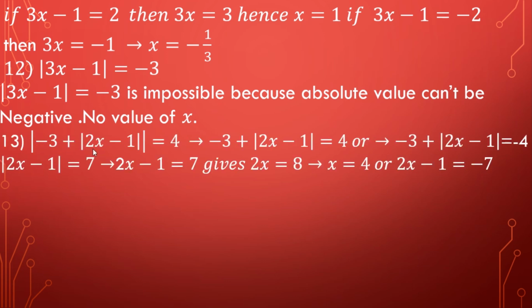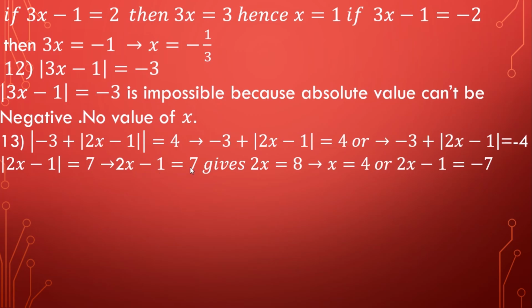Absolute of minus 3 plus absolute of 2x minus 1 equals 4. Here we have two absolute values inside of each other. How to get rid of the first absolute value? So minus 3 plus absolute 2x minus 1 equals either 4 or minus 4. We take each case alone. Minus 3 plus absolute 2x minus 1 equals 4. Minus 3 to the other side, so absolute value of 2x minus 1 equals 7. So 2x minus 1 is either 7 or minus 7.